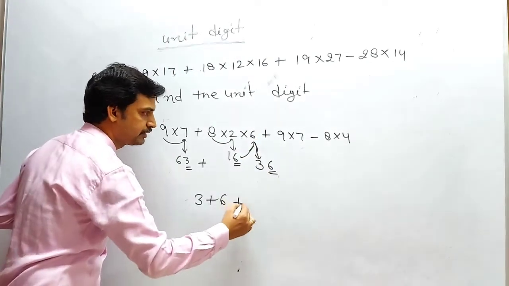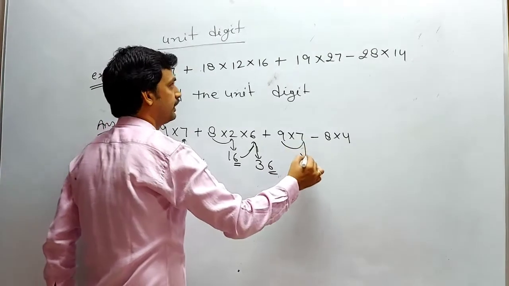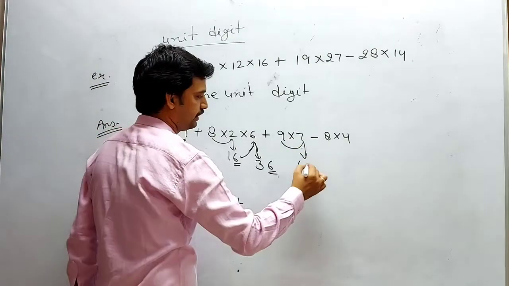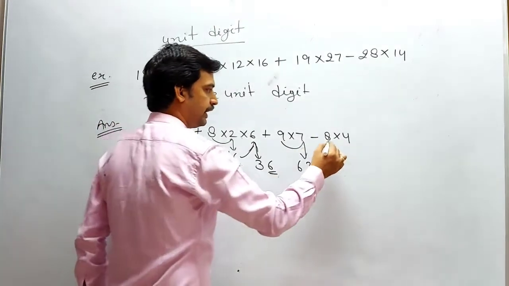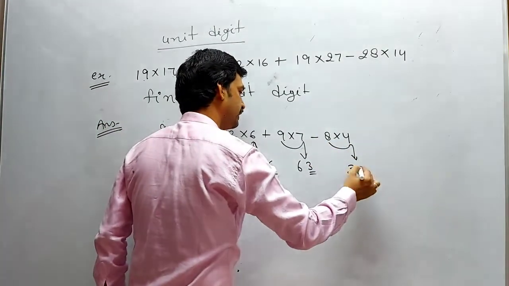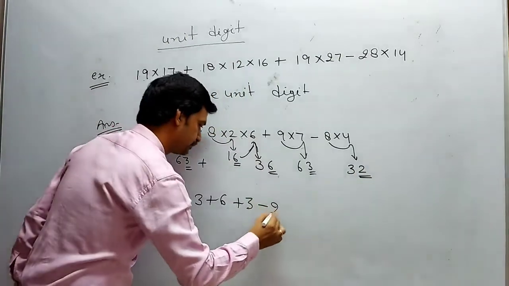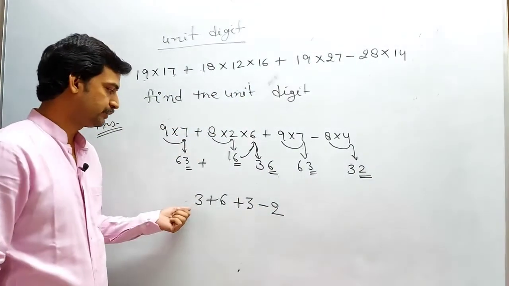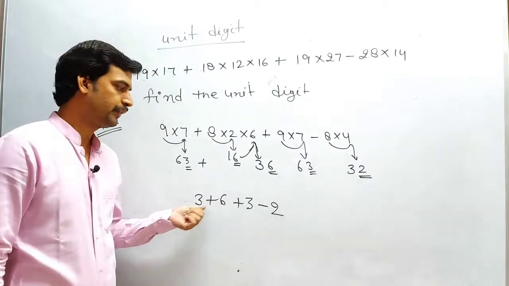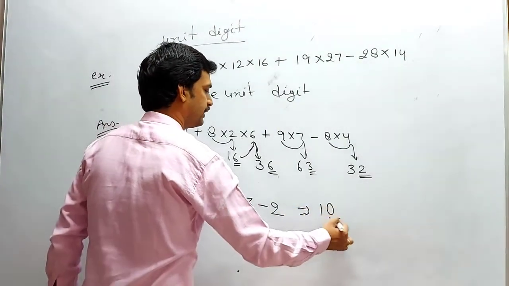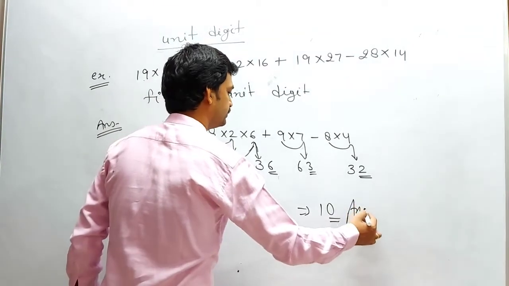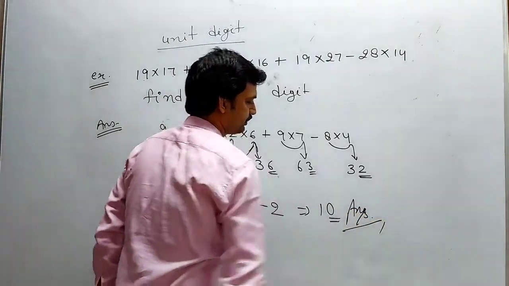Again, this is plus 9 into 7. Again this is 63. What will we use? 3. The sign is minus. 8 4s are 32. In place of 32, what will we use? 2. Right? So this is 12 minus 2. 12 minus 2 means 10. And the unit digit of 10 is 0. Then your answer is 0.